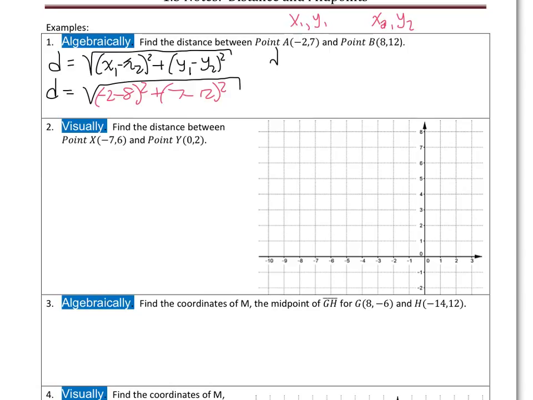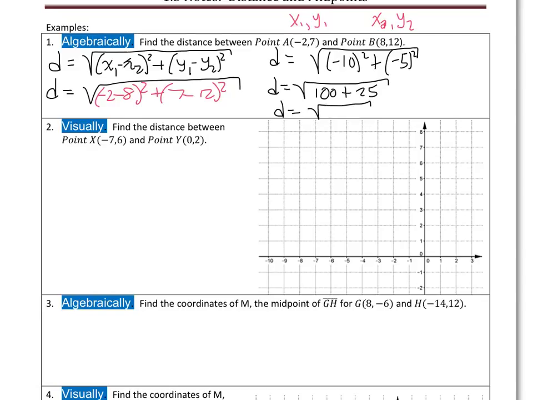And I have the distance equals -2 minus 8 is -10. I have that squared, plus 7 minus 12 is -5. And I have that squared. So I have D equal to 100 plus 25. D equals square root of 125.